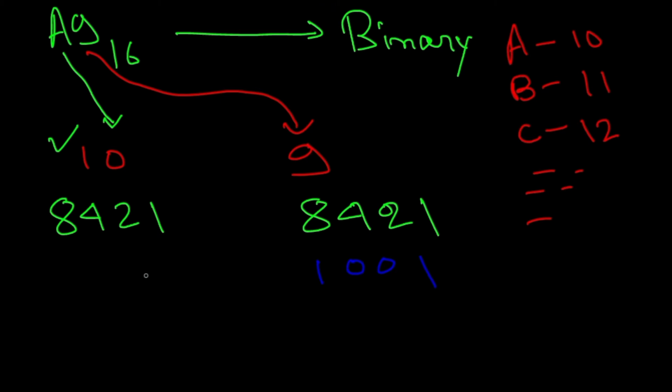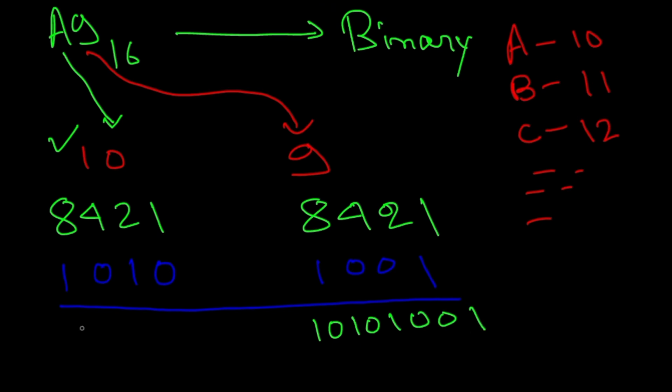Now let's use the same pattern with the 10. Now we will check which numbers give the output of 10, and we got 8 plus 2 gives the value of 10 after adding. So we use 1 for 8 and 1 for 2, and the others will be 0. Now we will concatenate these two binary numbers. It gives you 1 0 1 0 1 0 0 1. This is the binary value of A9 hexadecimal.